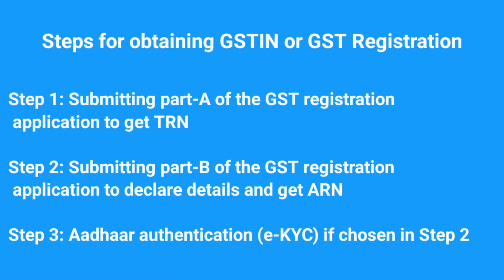Step 1. Submitting Part A of the GST registration application to get TRN, that is Transaction Reference Number. Step 2. Submitting Part B of the GST registration application to declare details and get Application Reference Number or ARN. Step 3. Aadhaar authentication, that is eKYC, if chosen in Step 2.